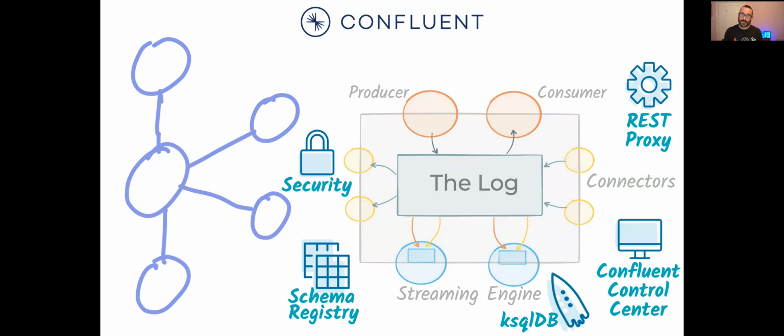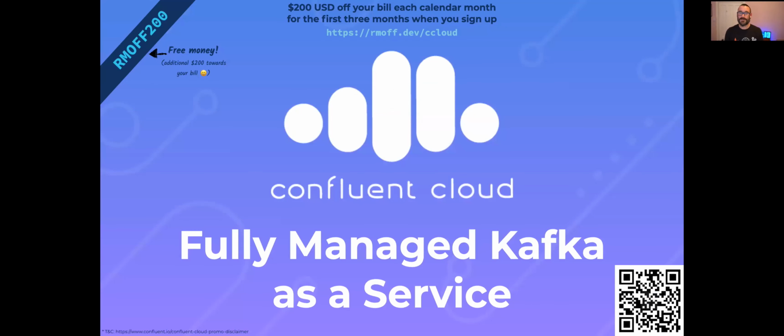Around that, Confluent has built a bunch of other pieces. So you've got security, you've got the schema registry, which is community licensed, and ksqlDB, which is community licensed. And around that, we've also got Confluent Cloud. So if you want to go and try that out, there's a bunch of codes and stuff like that.